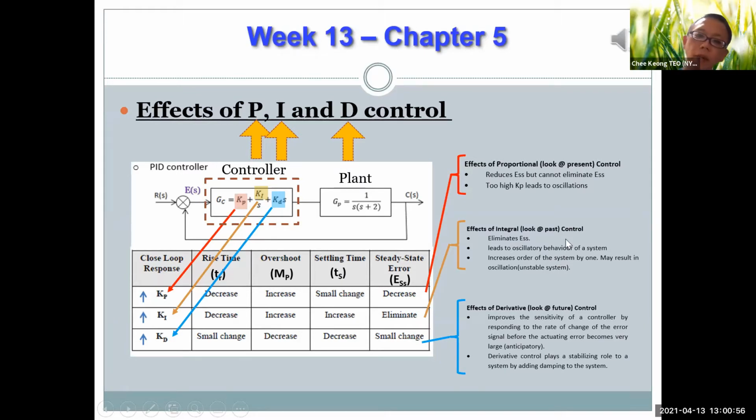For I, it is looking at the past, that means the history. And then, of course, for the D, it is looking at the future, right? So you've got present, past, and future. So you have got a controller that looks at everything. But of course, in order to control, you have to look at the present situation, what is happening, right? Before you can tell the controller to change in this direction and that direction. So that is for the present.